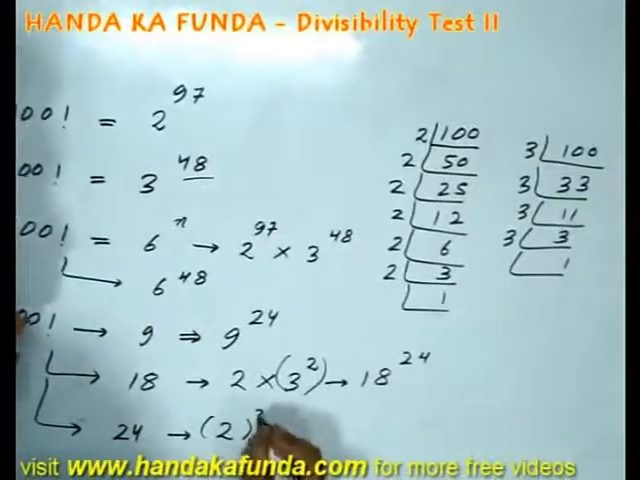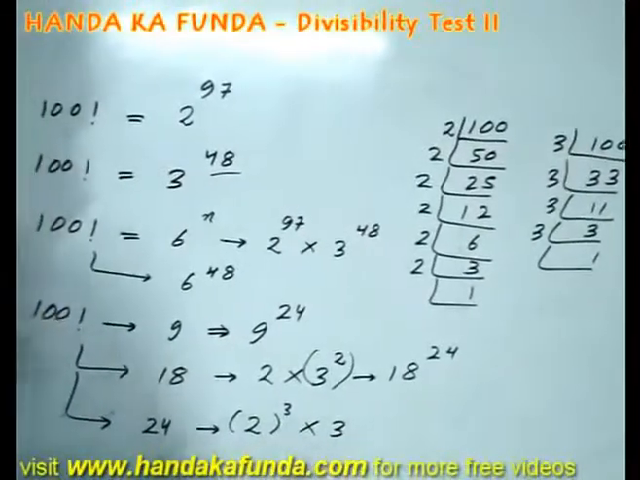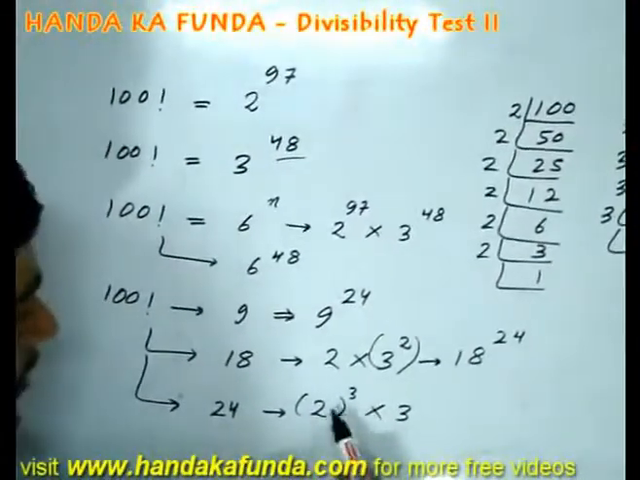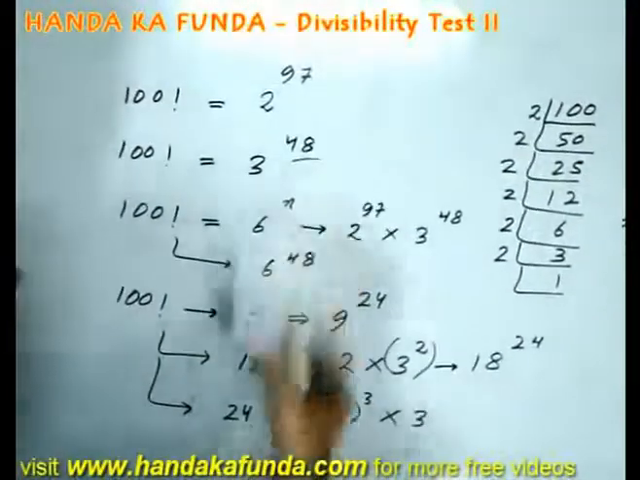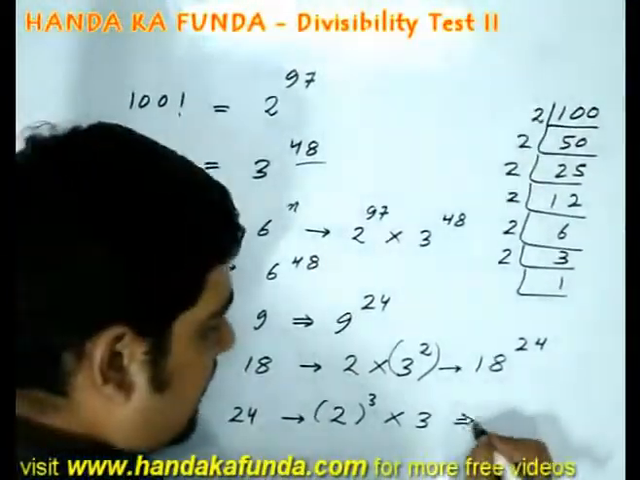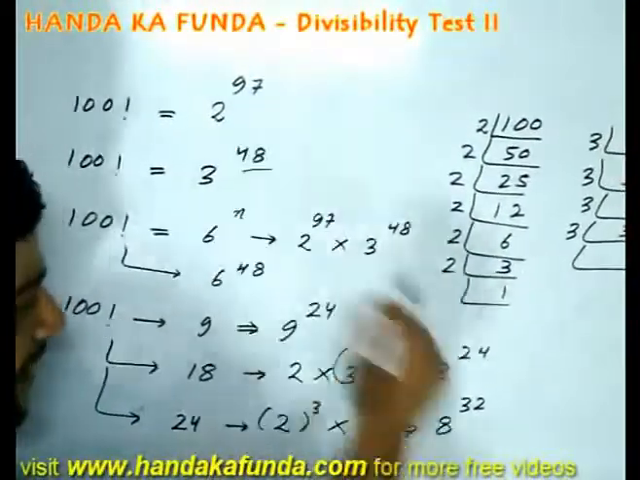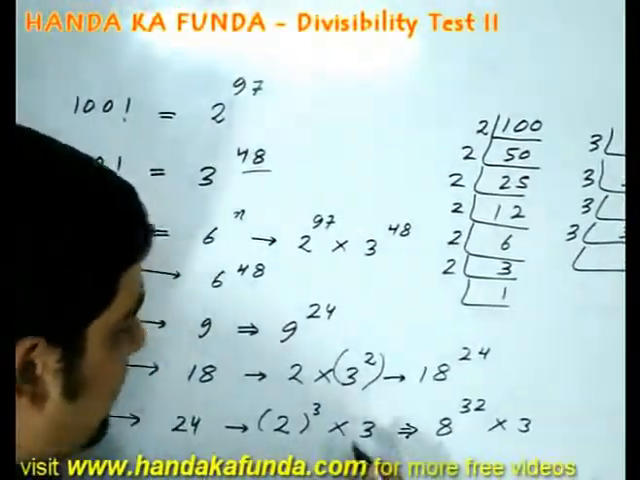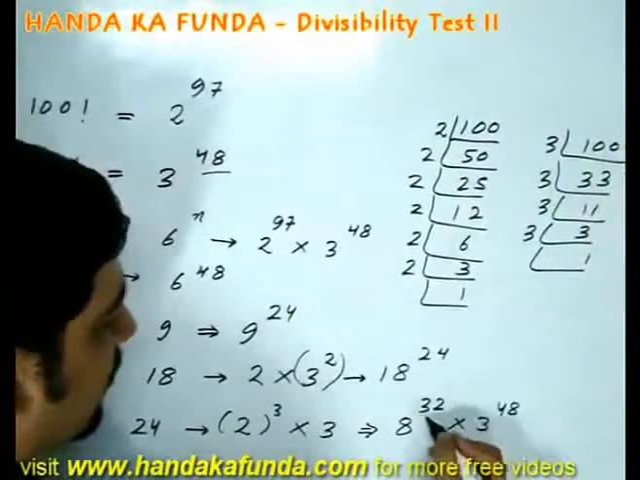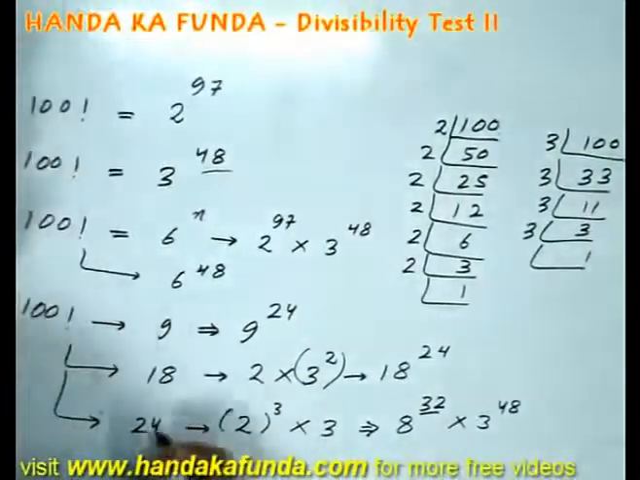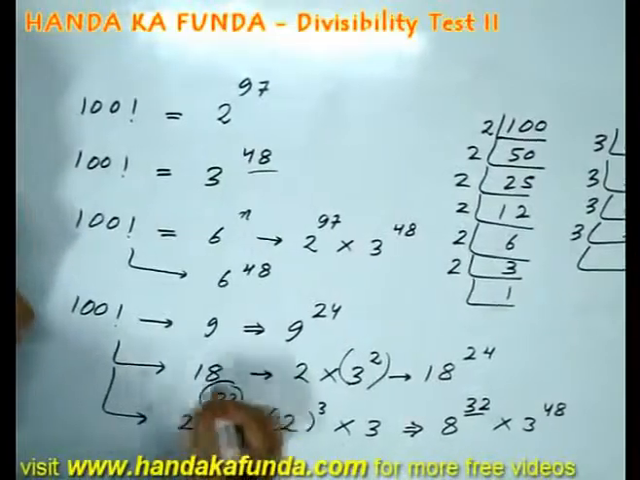24 is 2 cube into 3. I will need to look at both the powers. 2 cube will mean the power of 8 will be effectively 32, that is 97 by 3, and the power of 3 is 48. Lesser of the two values is 32, which means power of 24 will also be 32.